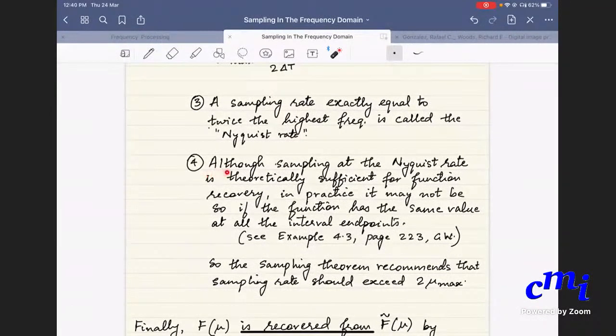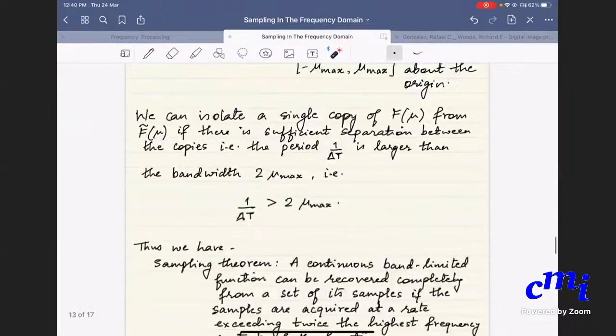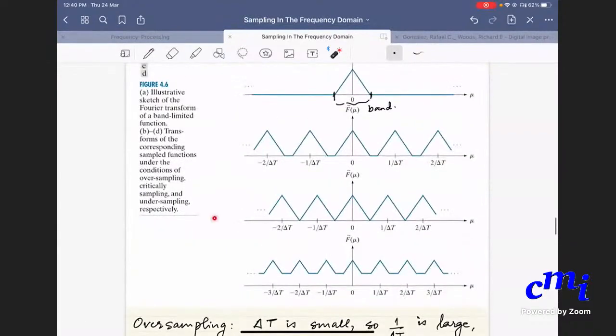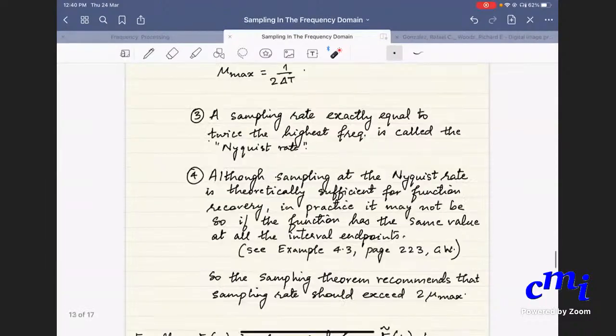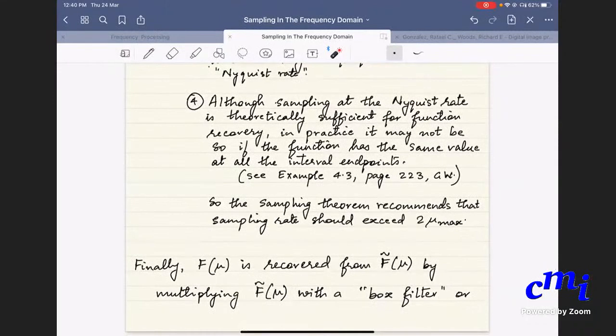So finally, although sampling at the Nyquist rate is theoretically sufficient for function recovery, it will give you this critical sample. If you sample at the Nyquist rate, theoretically you can isolate one copy and get back your signal. But in practice, this doesn't happen. In practice, there can be problems for certain functions. There is an example here that illustrates exactly how the problem can occur.